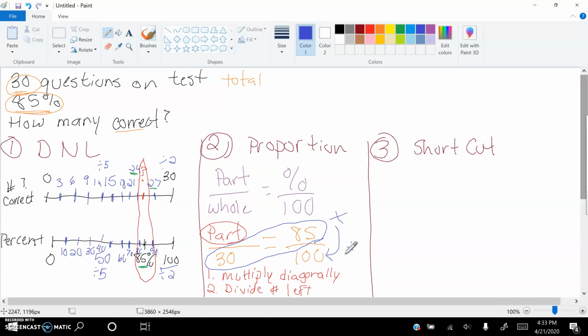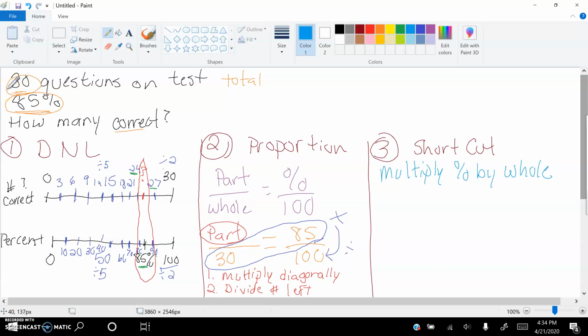If these 2 steps are not your favorite, the double number line or the proportion, you can always use our shortcut. So our shortcut is multiplying the percent by the total, by the whole. Let me write that instead, because that's usually the word that we use. So multiply the percentage by whichever number represents the whole. So our percent is 85 and our whole is 30.